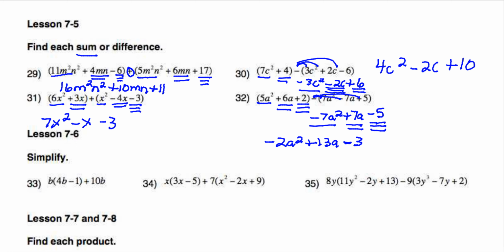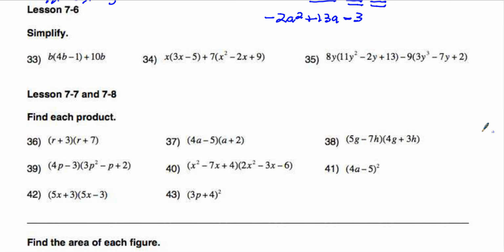Okay. Now we go on to multiplying a monomial times a binomial and then simplifying. So I distribute this b through, so we get 4b squareds, because that's b times 4 times b, so 2 b's are being multiplied, and then b times negative 1, so it's just minus b plus 10b, and that negative b plus 10b will turn into, when I simplify it, so I get 4b squared plus 9b.